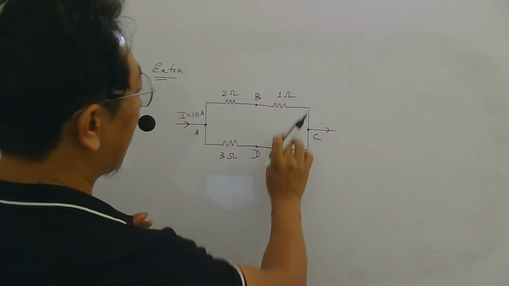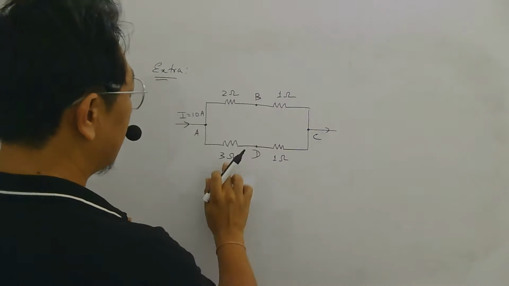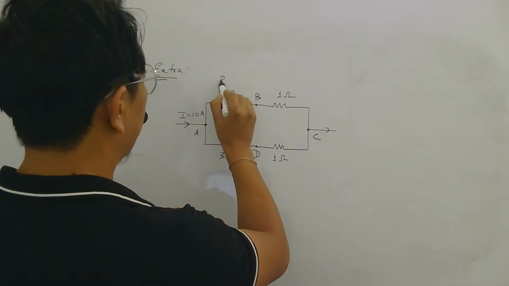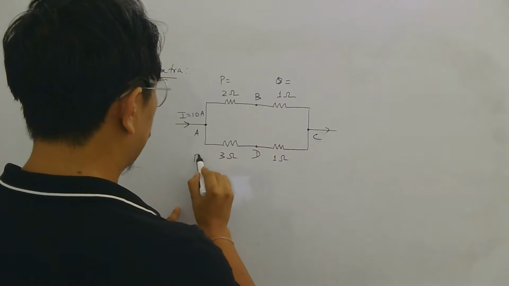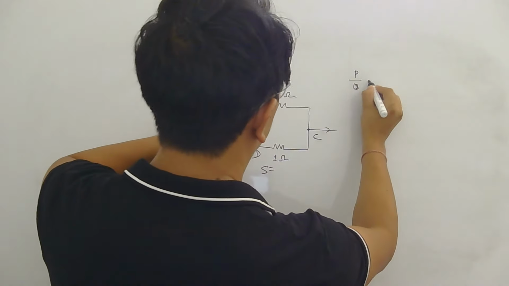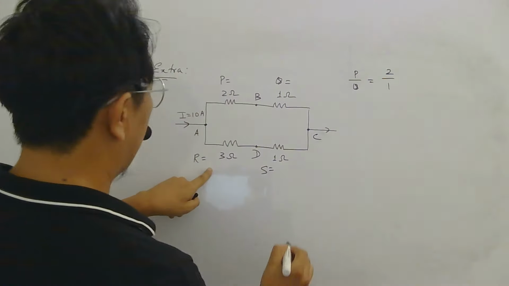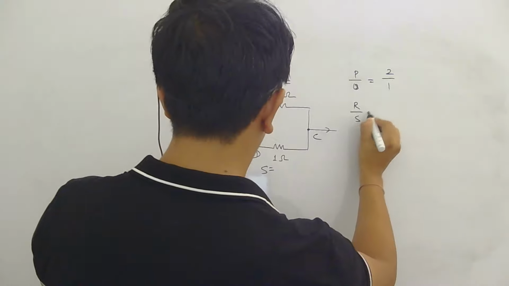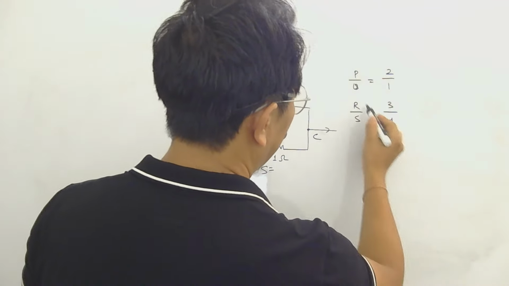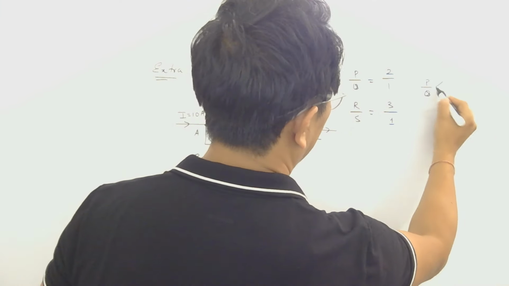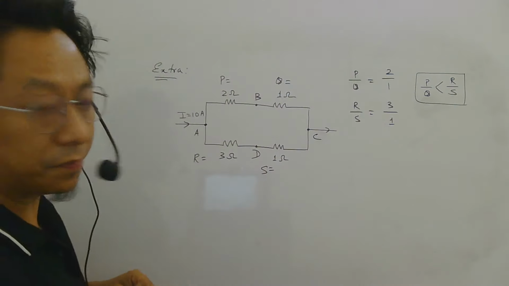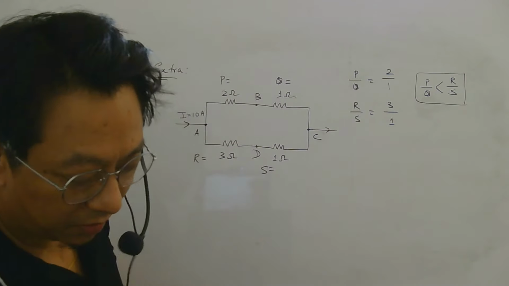So for simplicity, I have taken here 1 ohm, 1 ohm and here 2 ohm, 3 ohm. So this is like your P, Q, R, S, right? This is like your P, this is Q, this is R, and this is S. So now here, what is P by Q? 2 by 1. And what is R by S? 3 by 1. So which is greater here? Of course, P by Q is less than R by S. Remember this. Now, this current 10 ampere will divide here.